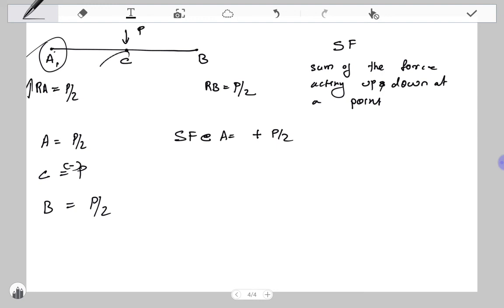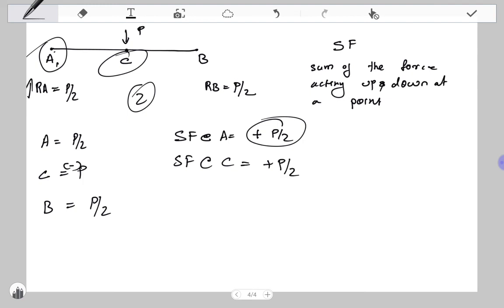Now at point C there are two forces acting, right? So what are the two forces? One is the upward force from point A, and that is plus P by 2. Another is the downward force acting from the load, that is minus P. Correct. So the value of SF at the point C is negative P by 2.